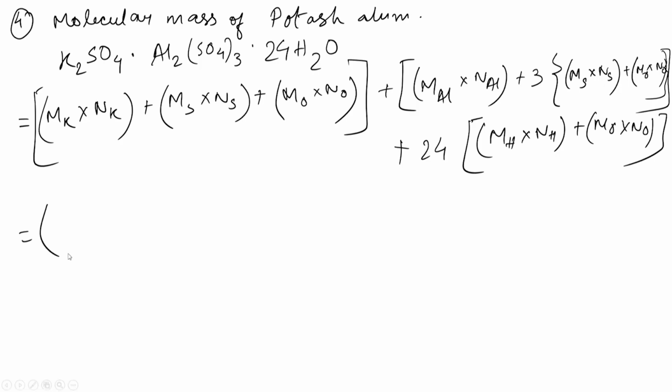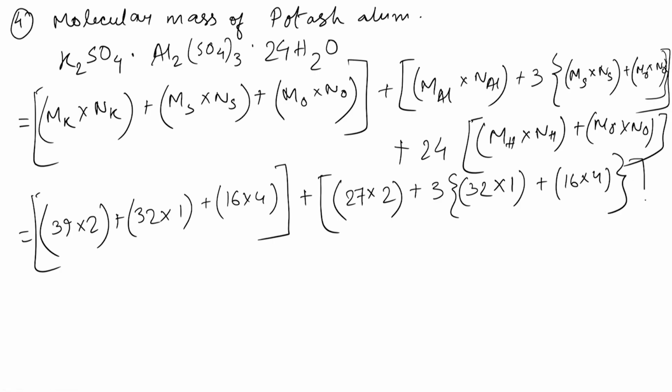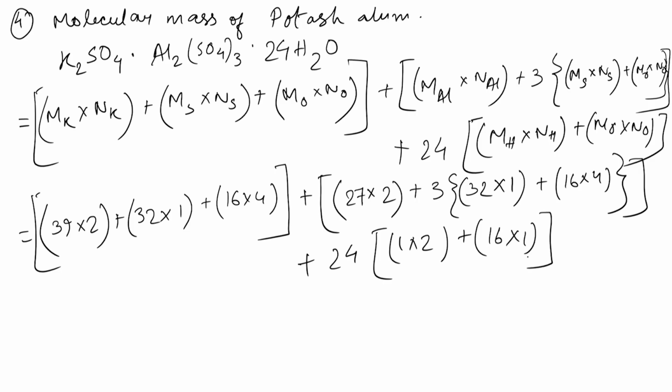So this will come as mass of potassium is 39. So 39 into 2 plus 32 into 1 plus 16 into 4 plus mass of aluminium is 27. 27 into 2 plus 3 multiplied by (32 into 1 plus 16 into 4) plus 24 into (1 into 2 plus 16 into 1), okay.